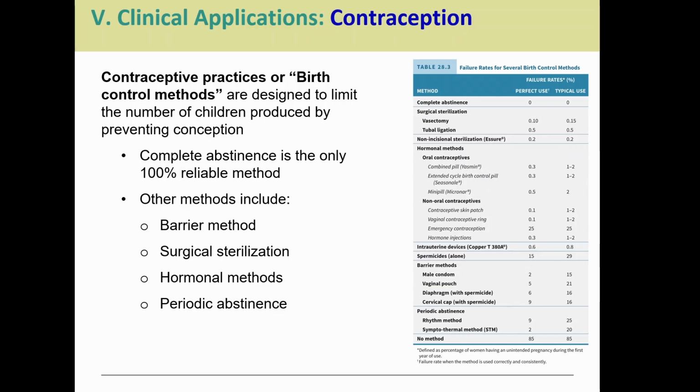When we look at condoms, these are going to be barrier methods, so there's male and female condoms, diaphragms, and cervical caps. We see that with typical use, the failure rate is around 15 to 20%.